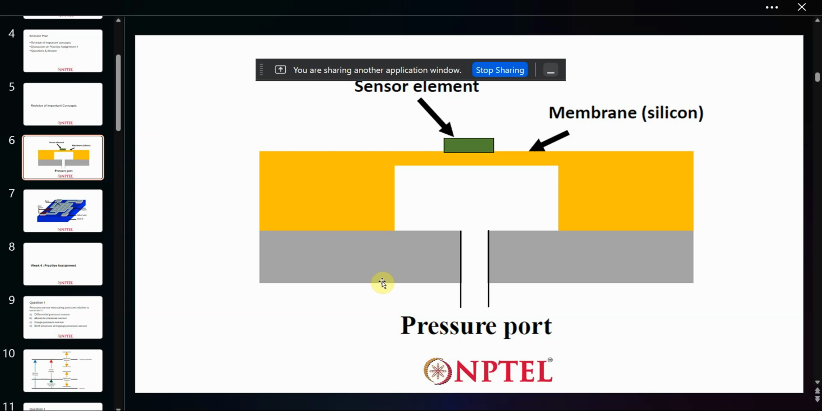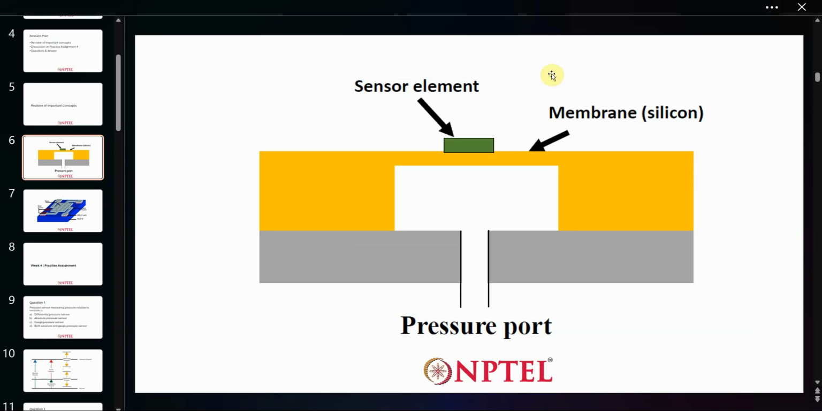So to get the sensing element in place, what you do is you implant boron. When you implant boron on the silicon membrane, a piezoresistor will be formed. So that will be the second step. In the third step, now you have a resistor, but you want to measure the change in resistance.